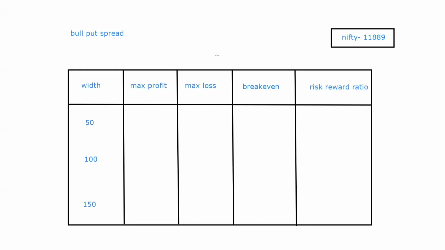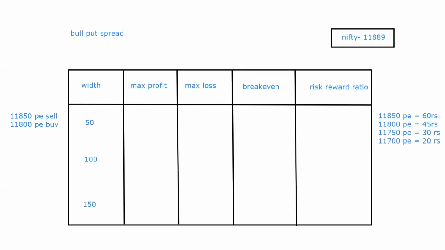So this is the table once again, and these are the prices. Same prices, same strikes we are taking. Now 50 point width. In a bear put spread we were buying higher and selling lower, but in a bull put we sell higher and buy lower. So again we will take the 11850 put and the 11800 put. 11850 PE sell, 11800 PE buy. We are selling higher, buying lower.